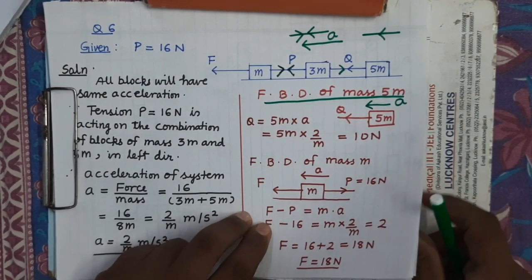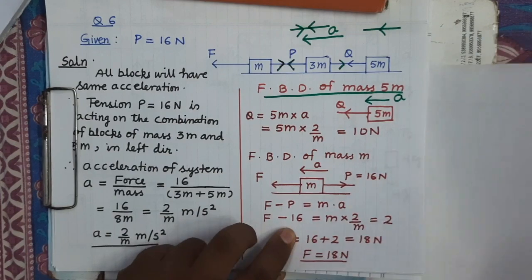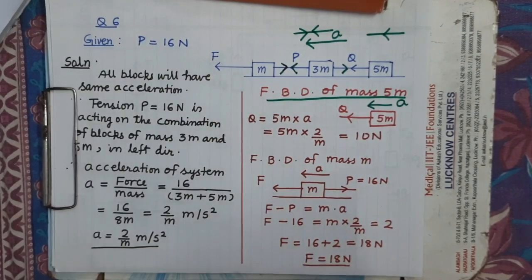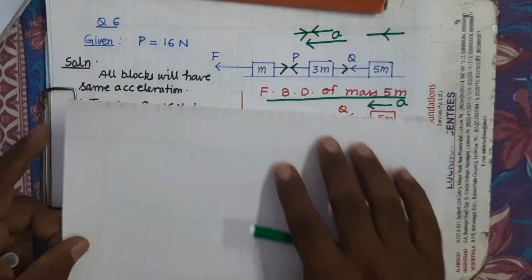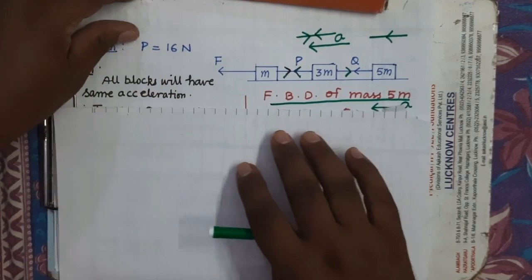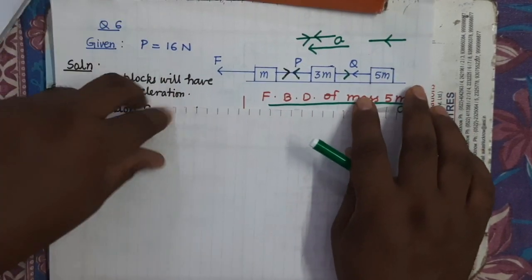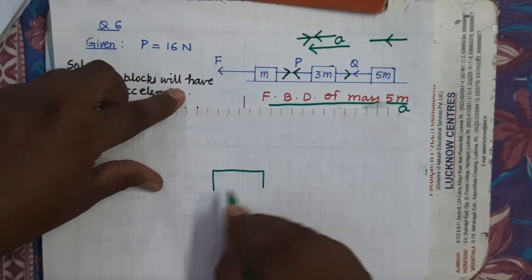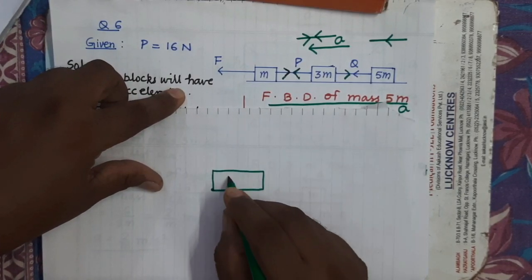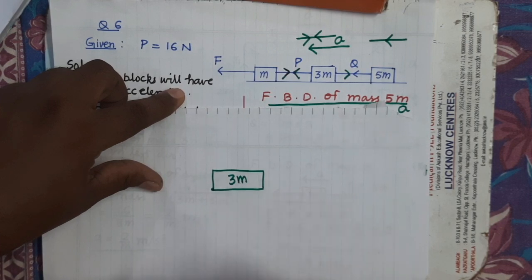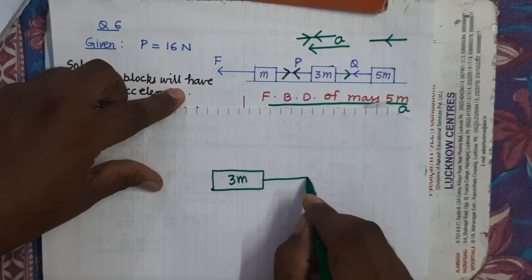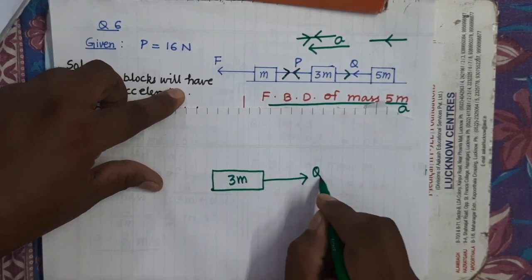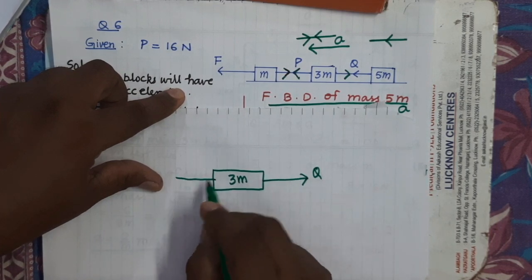Now see here, in order to determine F, we are drawing the free body diagram of 3m. So you can see here, this is the 3m block. How many forces are acting? So Q is acting in this direction and P is acting in this direction.